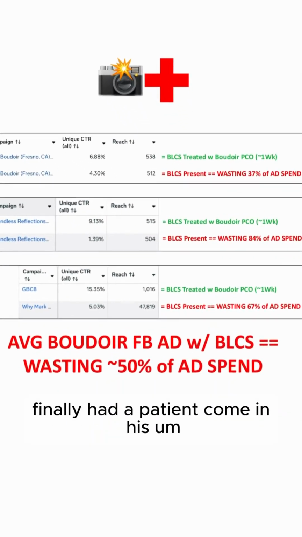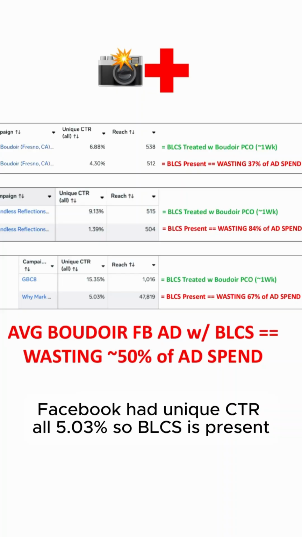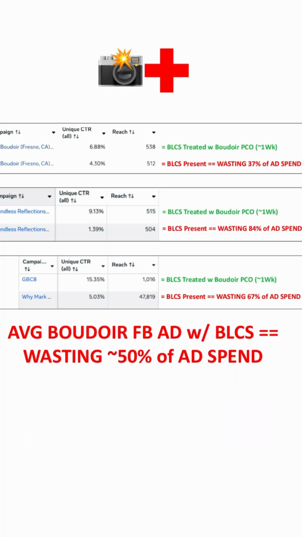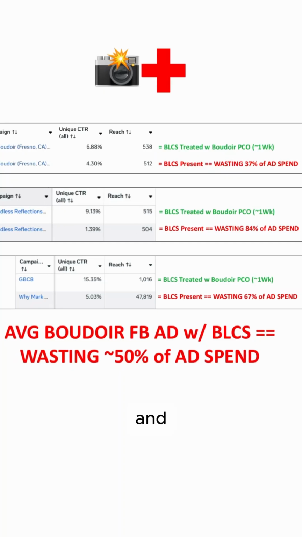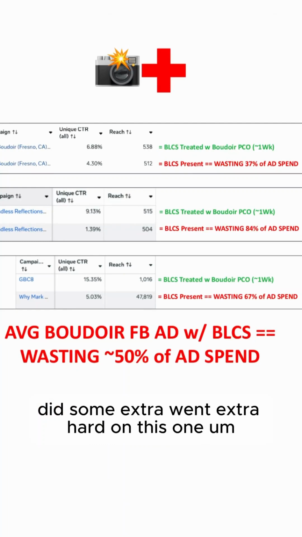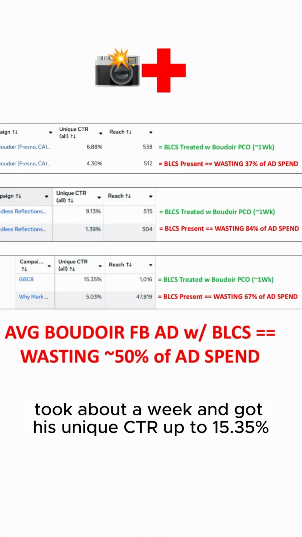Finally, had a patient come in. His boudoir Facebook ad unique CTRL was 5.03%. So BLCS is present. And so we duplicated it, went extra hard on this one. Treated with Boudoir Pico, took about a week and got his unique CTRL up to 15.35%.